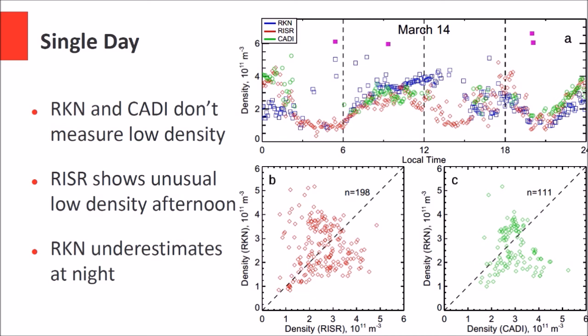One of the more definitive things we can say from this plot is that neither CADI nor Rankine make measurements when the electron density becomes very low. For example, during the dawn sector here.